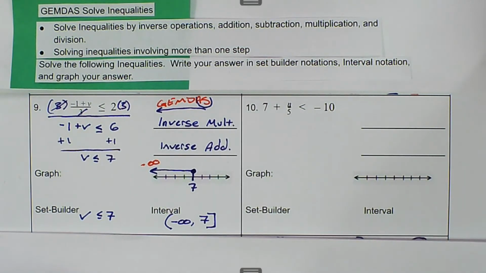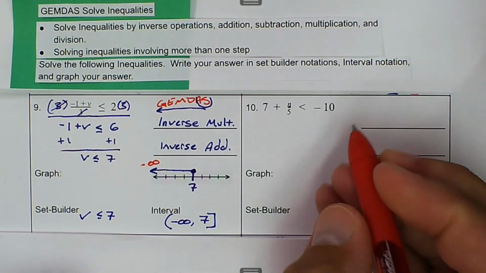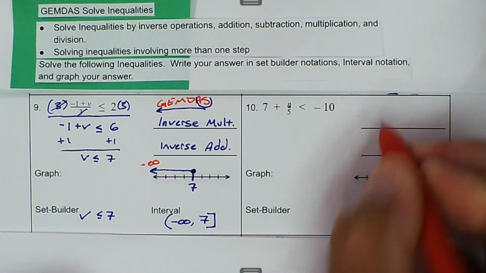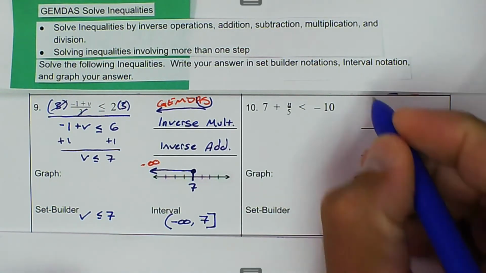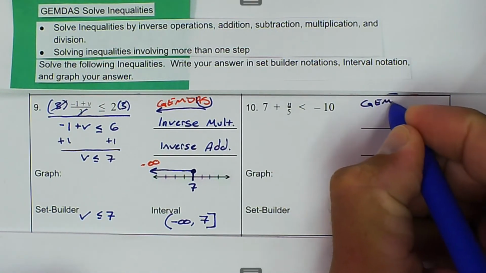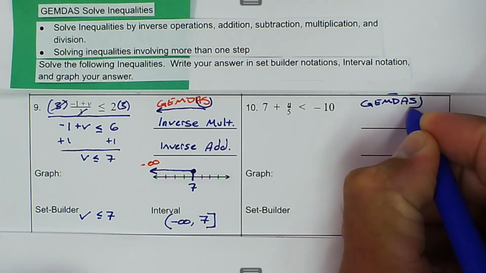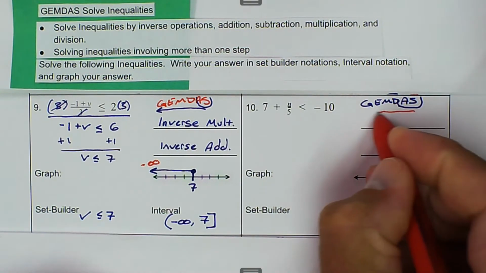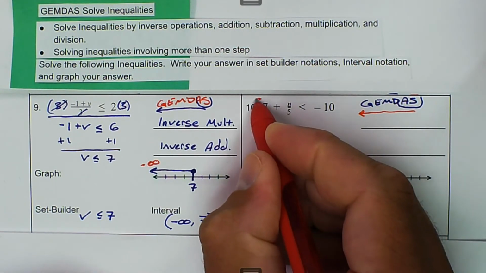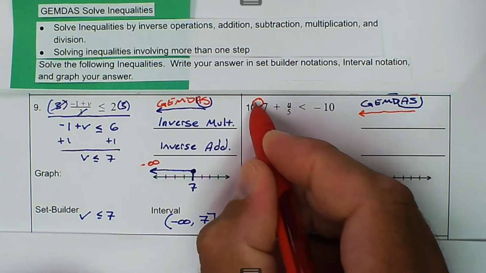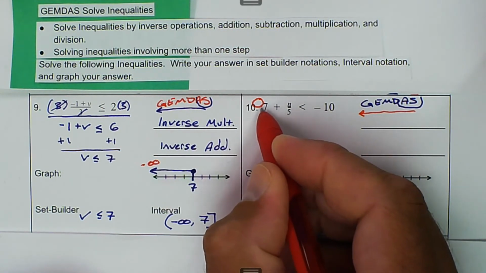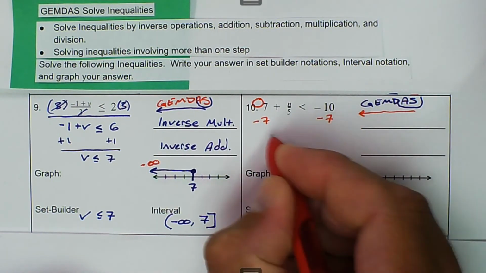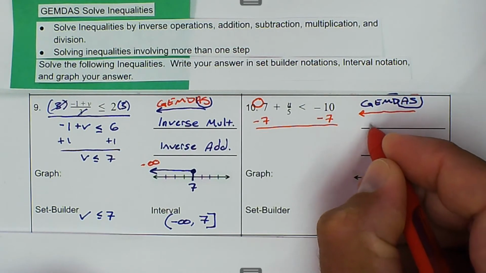The next one here, we have 7 plus n divided by 5 is less than -10. So we're still doing GEMDAS, and we want to add or subtract first. So in this case, if there's a constant with no sign written in front of it, that means that it's understood positive. So we are going to subtract 7 from both sides. So that's inverse subtraction.